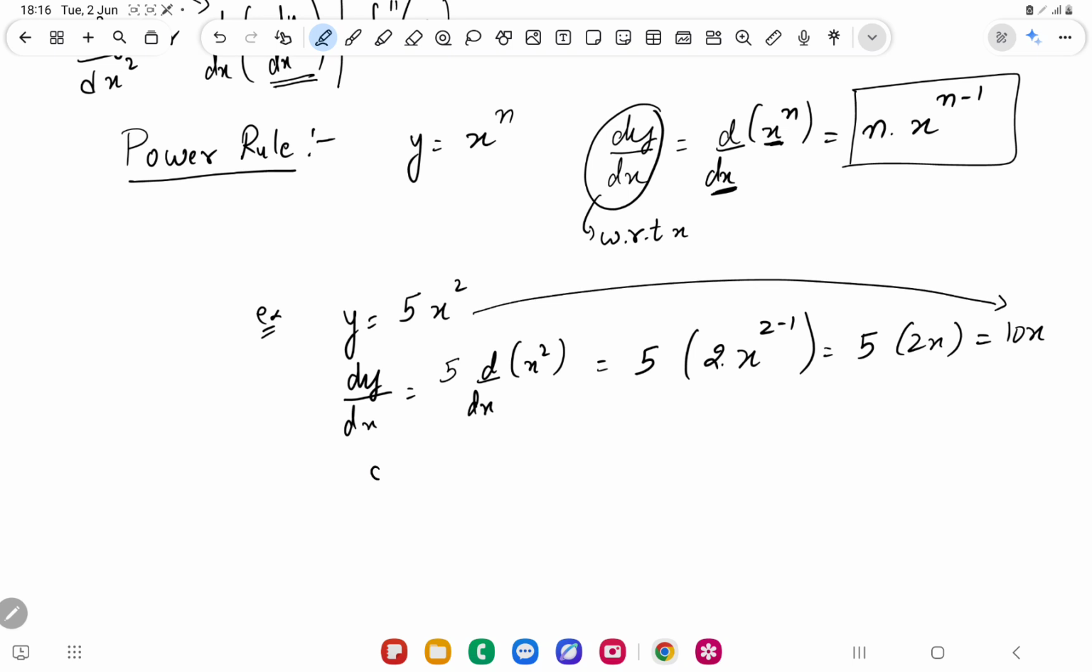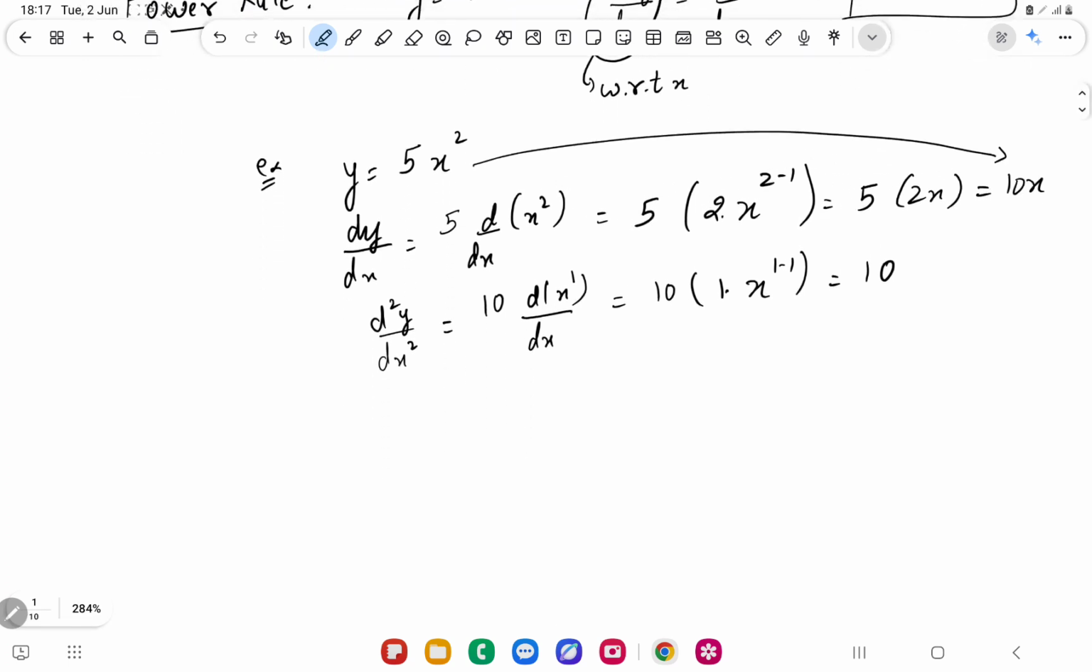Now what if I again want to find the second derivative? So I will again take 10 common and this will be dx by dx. Now since it is only written x, it means its power is 1. So I will write again n x to the power n minus 1, which will give me 10. So by this you can remember that when you have only a single power, its derivative is a constant.